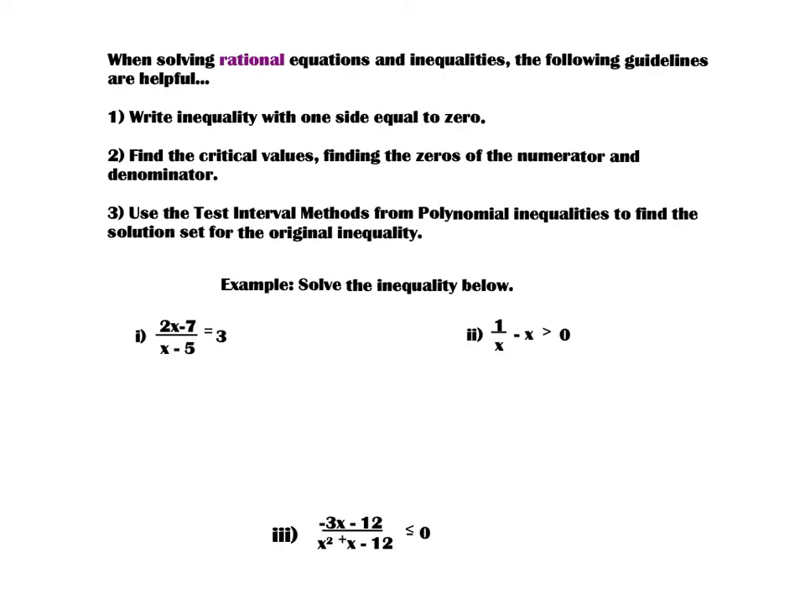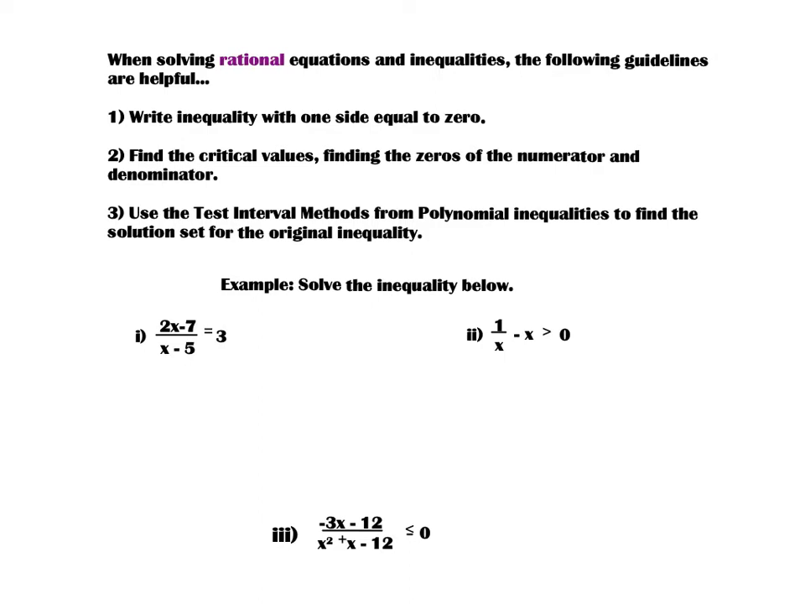Okay, so when solving rational equations and inequalities, the following guidelines are helpful. Write the inequality. This is based on the inequality, but we're going to work the equation in a very similar way. So write the inequality with one side equal to 0. Find the critical values, which are where the numerator equals 0 and the denominator equals 0, finding the zeros of both of those. Use the test interval methods from polynomial inequalities to find the solution set for the original.